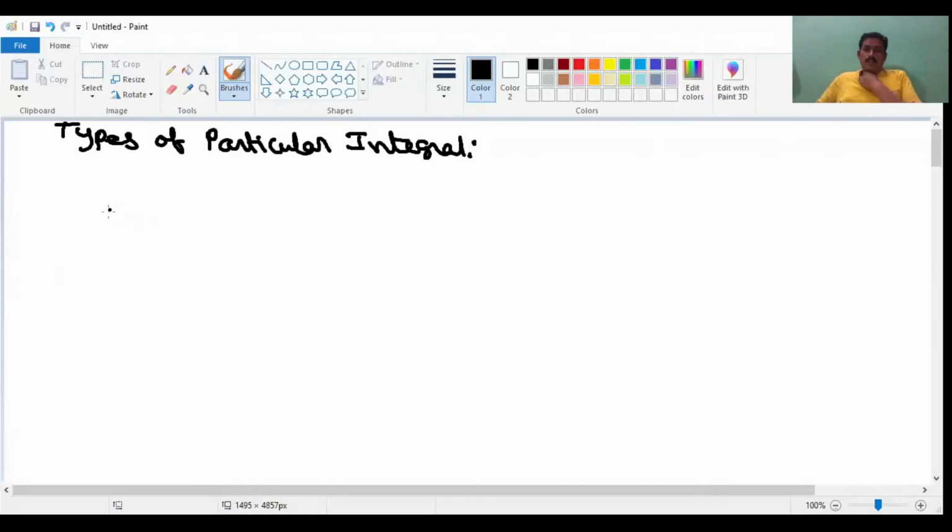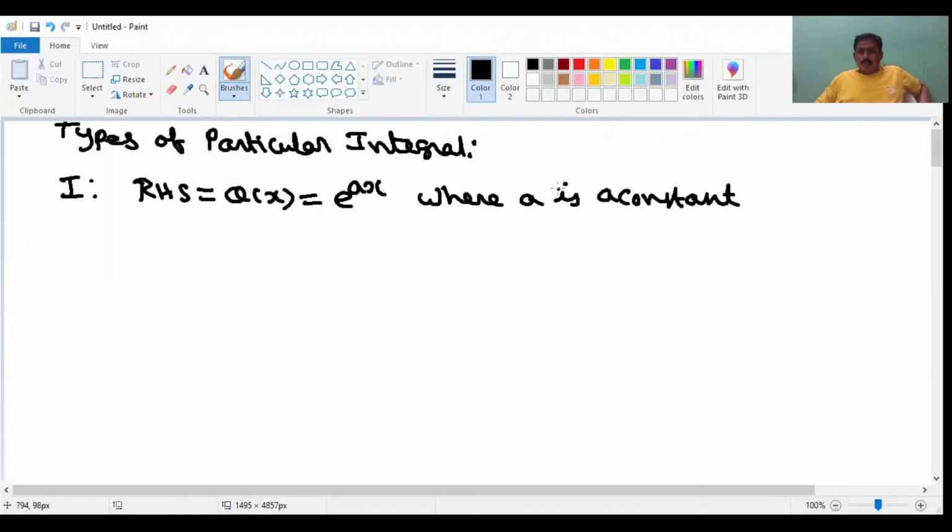Types of particular integral. First one, type 1: your RHS, that is q of x, is of the form e power ax, where a is a constant. To write the particular integral, we have to write it like this: 1 by f of d into e power ax.